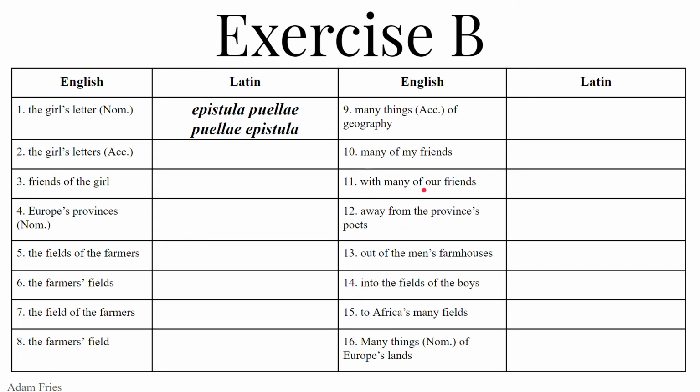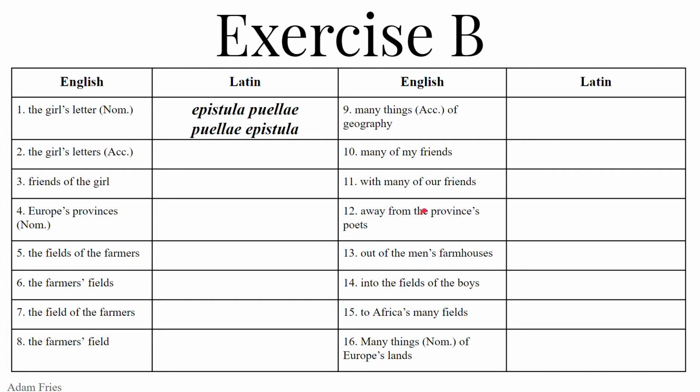Number 12. Away from the province's poets. We're getting away from the poets of the province. Sorry guys, goodbye. All right, away from, ab, plus the ablative of separation. We're not really moving away from the province. We're moving away from the poets. So it's ab plus the ablative of separation, poets. Poeta, ae, masculine. We want ab poetis.